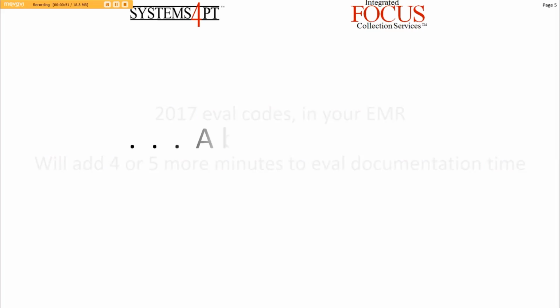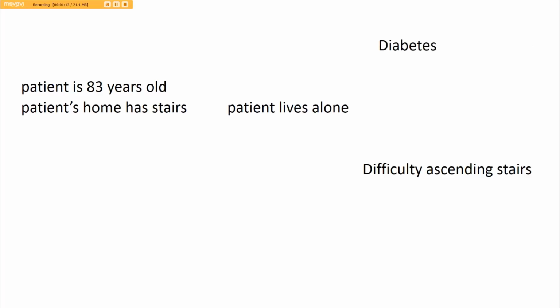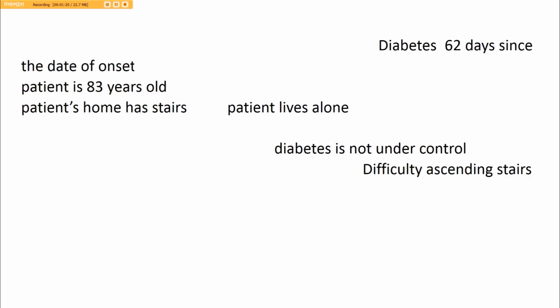Here's a better answer. The evaluation you just documented, does it note the patient's age? Of course. Does it identify their functional deficit, difficulty ascending stairs? Yes. Does your eval note that the patient's home has stairs and that the patient lives alone? Yes, I've documented all lifestyle and social factors. Does it note that the patient has diabetes? Of course. Does it note the patient's diabetes is unstable? Yes. Does it note that there's been 62 days since the injury onset? Yes. Is hypertension documented? All medical issues and comorbidities are documented.